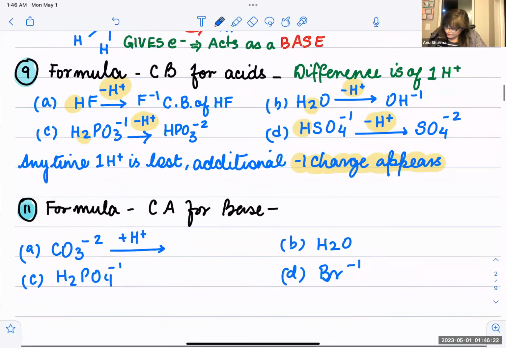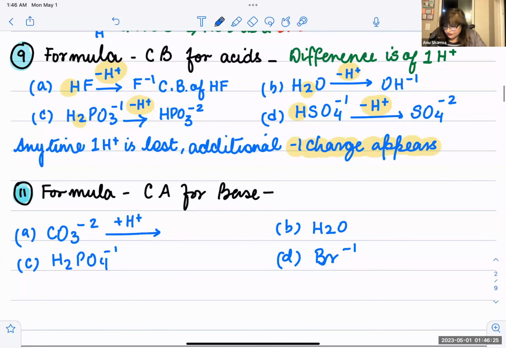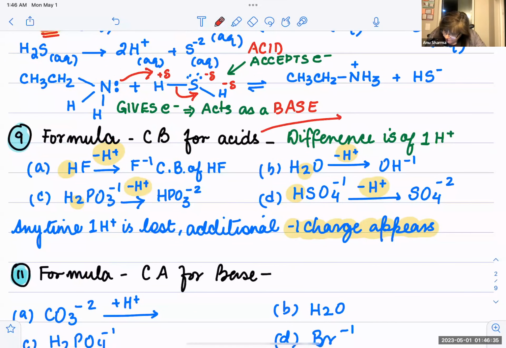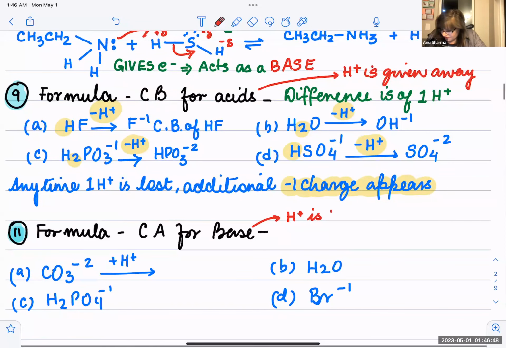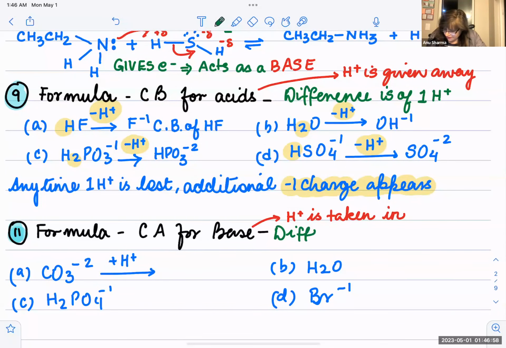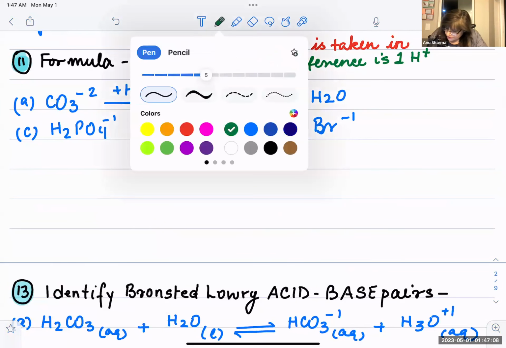If it's an acid, the difference is still 1 hydrogen ion. But the thing is that in the acid case, the hydrogen ion is given away. And here, in this case, the hydrogen ion is accepted, is taken in. So here still the difference is only 1 hydrogen ion, not more than that. Okay, now, so let's make this here.